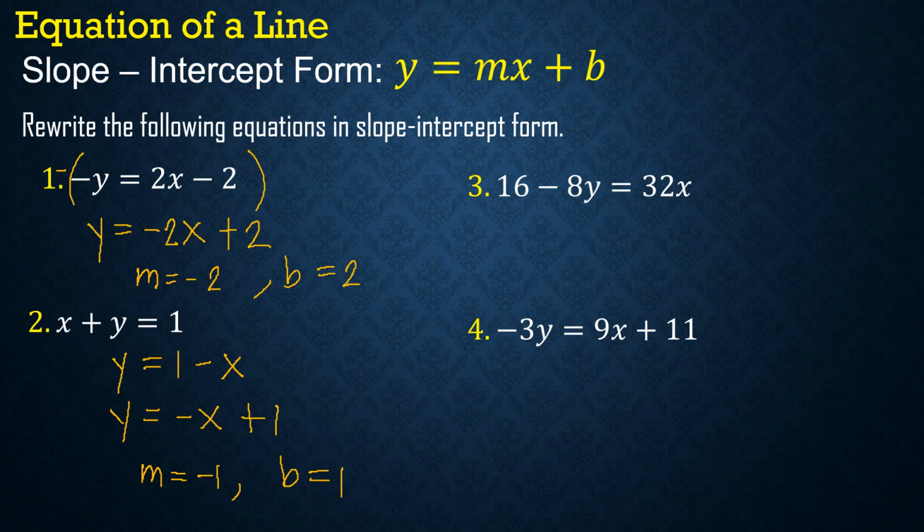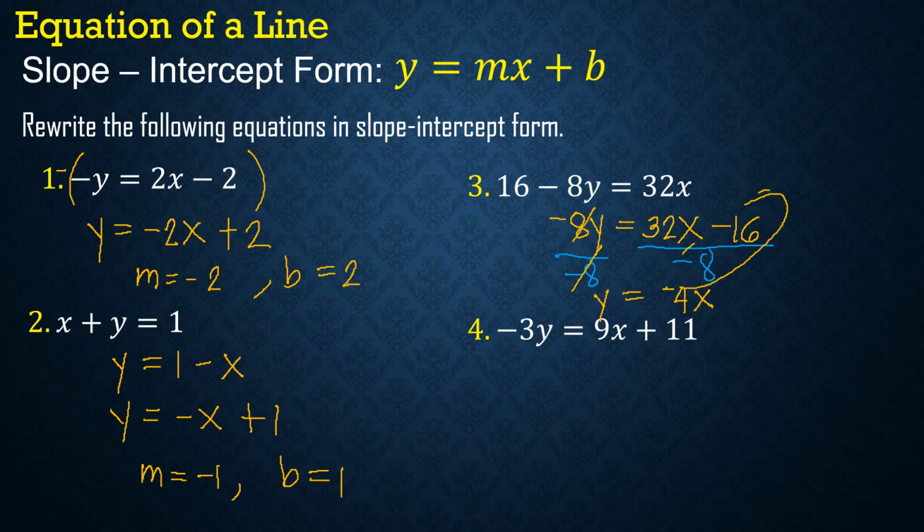Okay, let's have the third. 16 minus 8y is equal to 32x. We have -8y is equal to 32x. Lipat natin 16, so we have minus 16. So in this case, we need to divide both sides by -8 so that we can have positive y. So our answer will now be y, because -8 and -8 is 1. 32 divided by -8 is -4. So we have -4x.